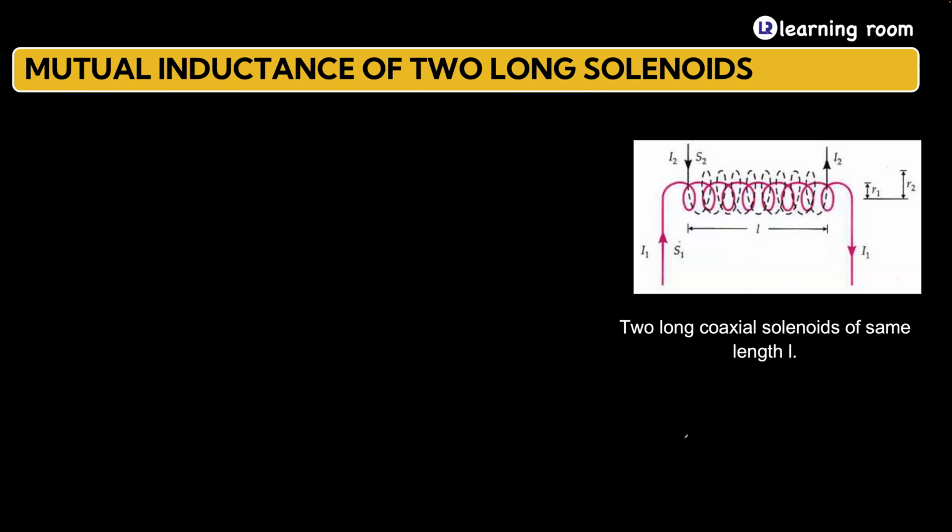Okay. So the next point that we are going to derive is we need to understand what is M12. What is going to be M12? M12 is equal to N1 phi 1 divided by I2. So N1 is N1 itself.